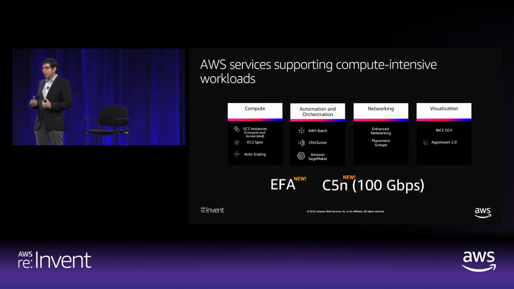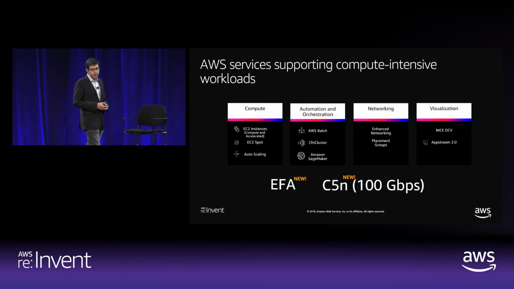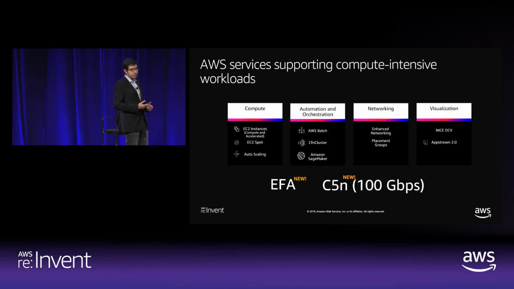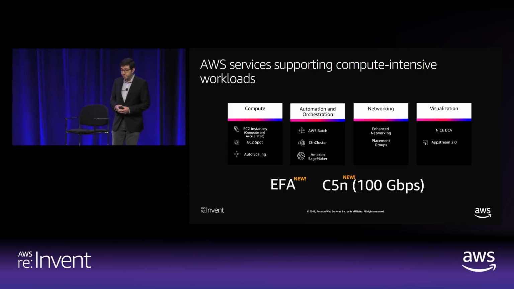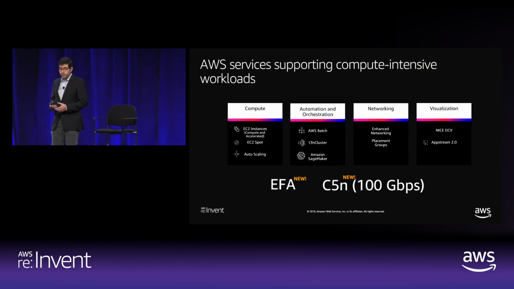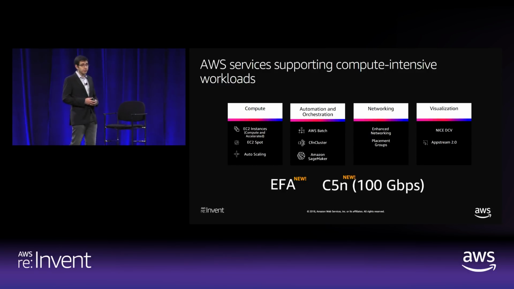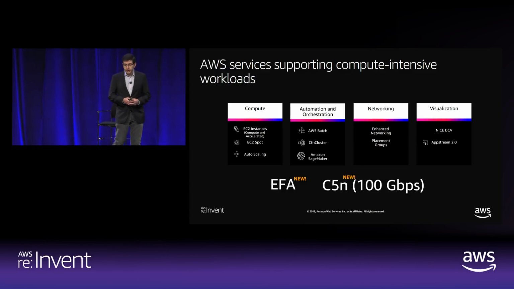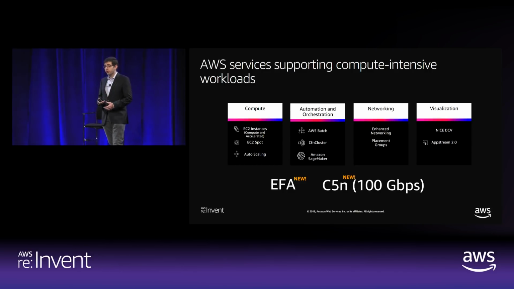And AWS provides a wide breadth of services for these types of compute-intensive workloads, a bunch of compute services. We have services like EC2 Spot. We have automation and orchestration services like AWS Batch, which has been very popular with our HPC customers. We have a number of networking services. We actually announced EFA, network interface for compute instances this week. We also announced a C5N compute network optimized instance that gives you a 100 gigabit network. And we have a number of visualization services as well that customers are using to really do more with their data.